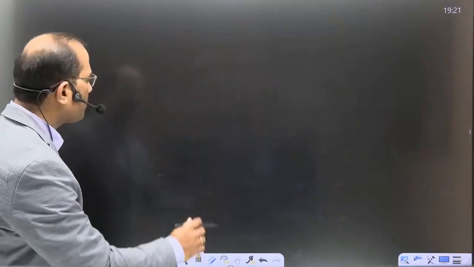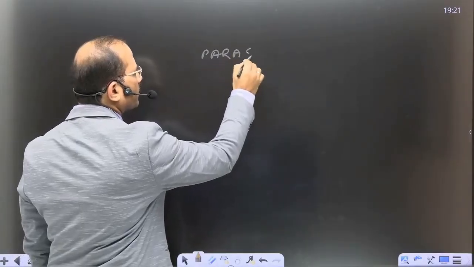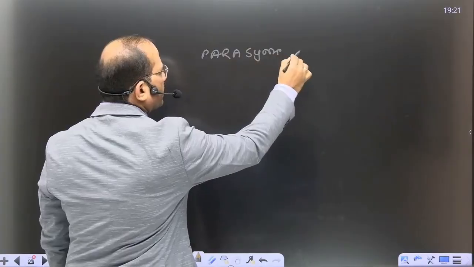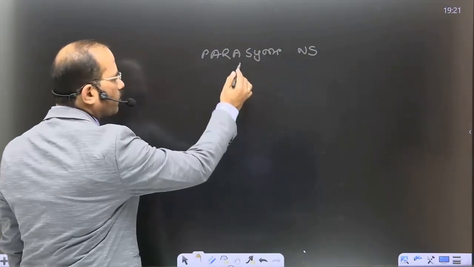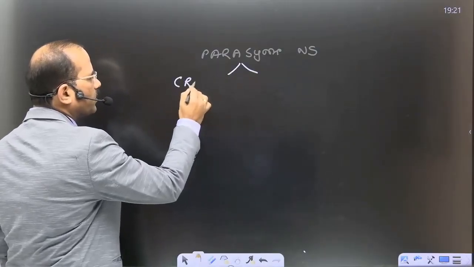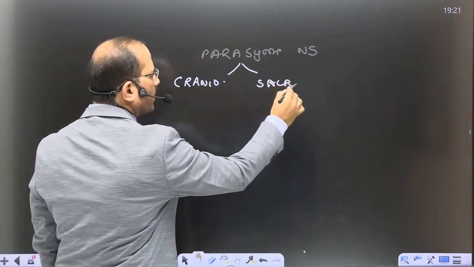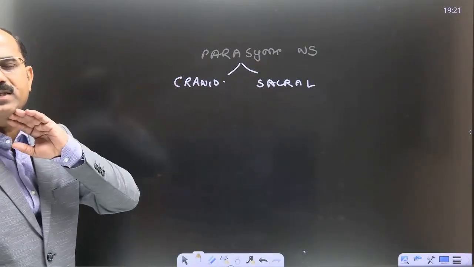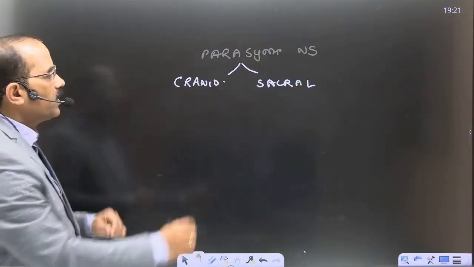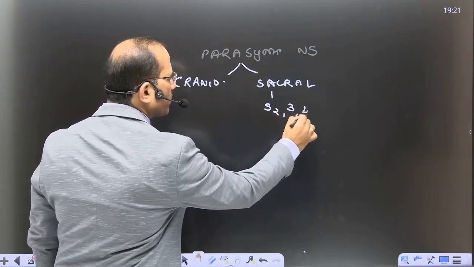Now understand the parasympathetic nervous system. Students, what is the outflow? Where does it begin from? Craniosacral outflow, right? It begins from the brain and from the sacral part of the spinal cord. Now, which part of the spinal cord? S2, 3, 4.